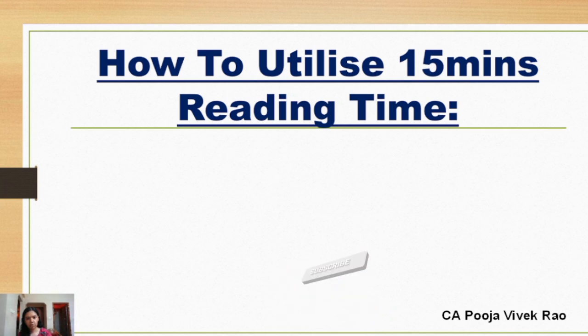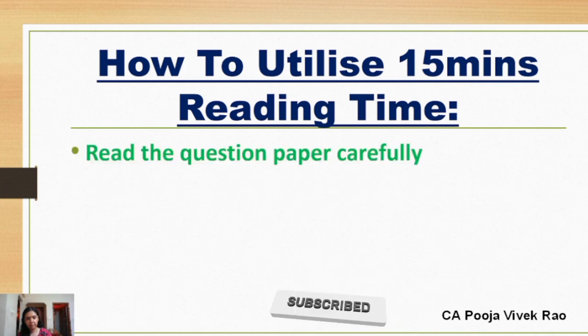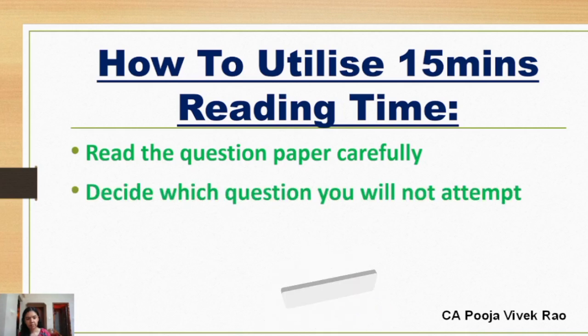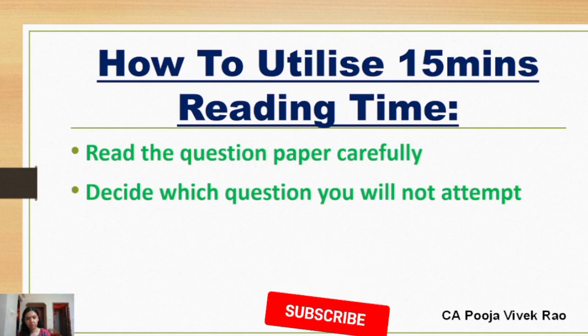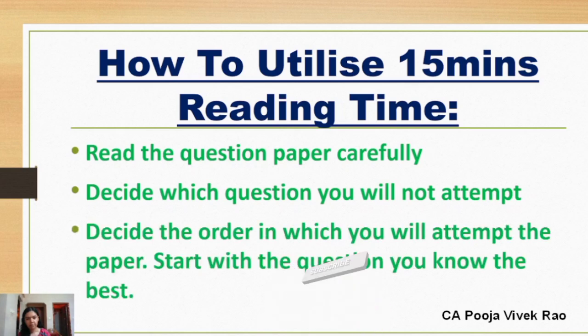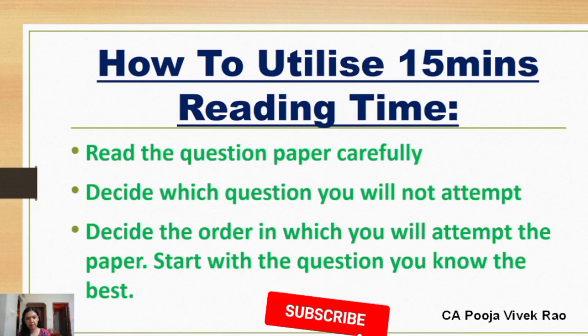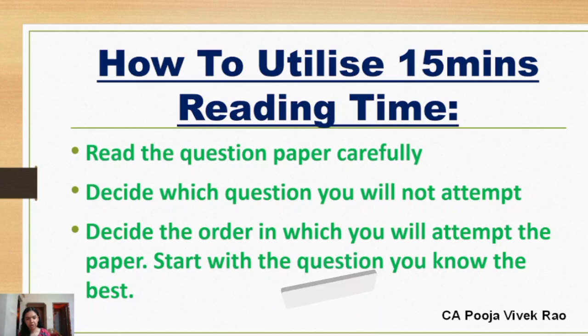Now we will discuss how to utilize the 15 minutes reading time. So the first 5 minutes you can spend on reading the entire question paper carefully. Go through each and every question carefully. Next you will be deciding as to which question you will not attempt. So there will be one choice. So first you can decide as to which question you will not attempt. Then out of the remaining questions, you have to decide the order in which you will attempt the paper. So it is advisable to start with the question you know the best. This will help in boosting your confidence.